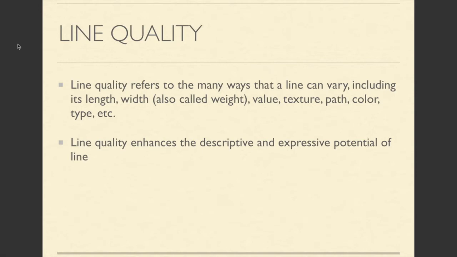And a line can vary in many ways, including its length, is it short or long, its width, is it thick or thin, it's also called line weight, its value, is it light or dark, its texture, is it a smooth line, like ink can be, or is it a rough line, like crayon? Its path, is it a curvy line, or is it a jagged line, or is it a squiggly line? Color, is it red, blue, green? And type, is it an explicit line, implied line, etc.